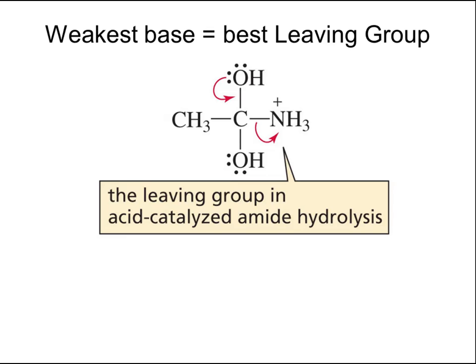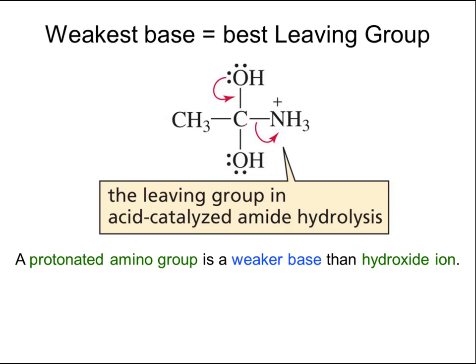The weakest base is going to be your best leaving group, so protonating that nitrogen in that step before kicking it out allows you to have a much weaker base, right? If we kicked out NH2-, that would be a much stronger base. So here we're going to say that our protonated amino group is going to be a weaker base than the hydroxide ion. So while we've never seen OH- as a leaving group, our NH3 group can.